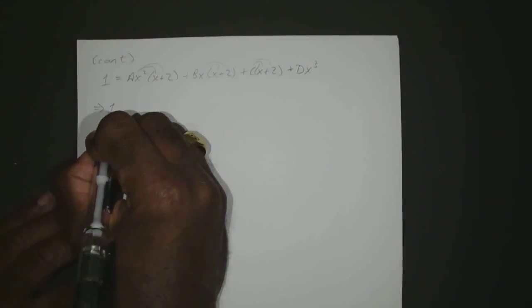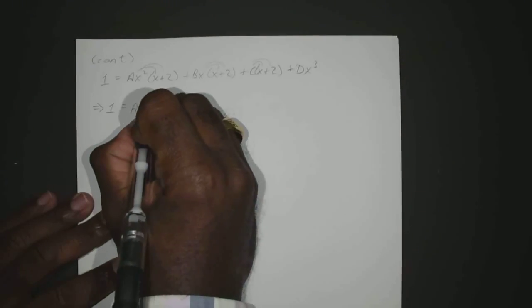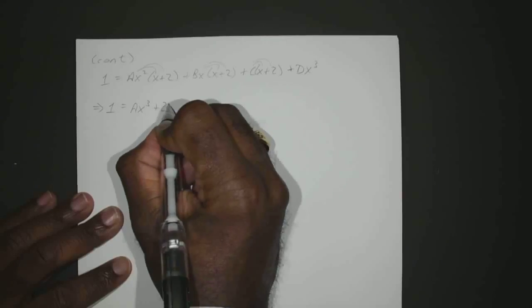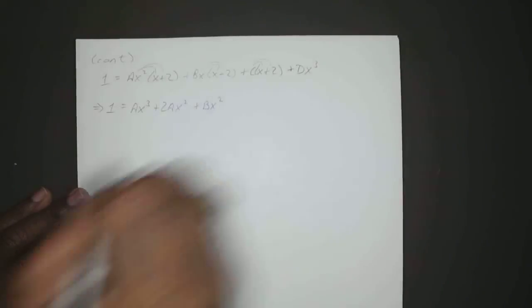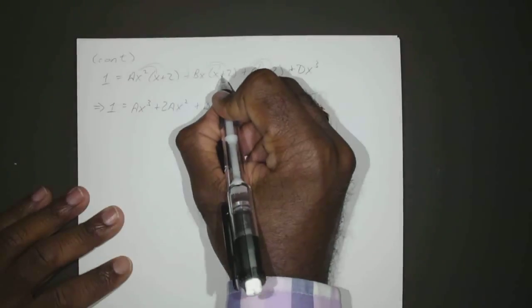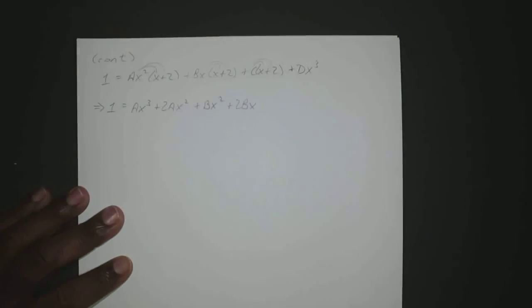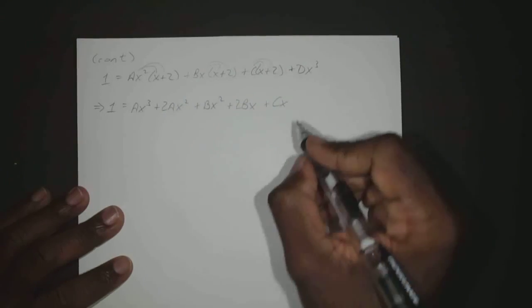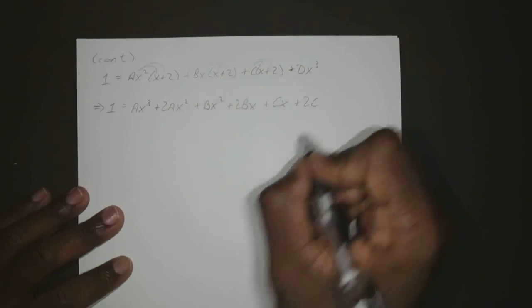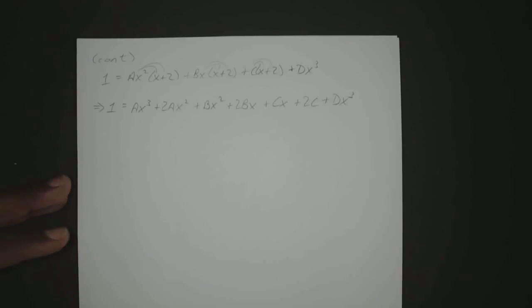So that gives us 1 equals ax to the third plus 2ax squared plus bx squared plus 2bx plus cx plus 2c plus dx to the third.